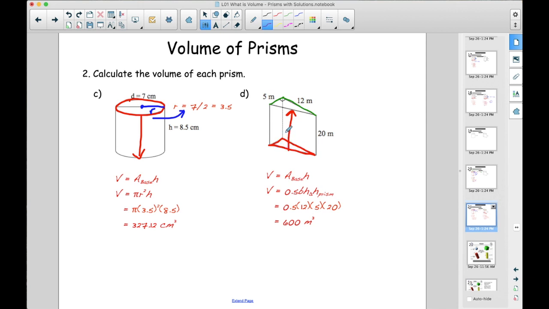So I've got a triangle, and identical triangles have been stacked. The triangle on the top is the exact same size as the triangle on the bottom. So this is definitely a prism. I'm going to be using the formula: volume is area of the base times the height.